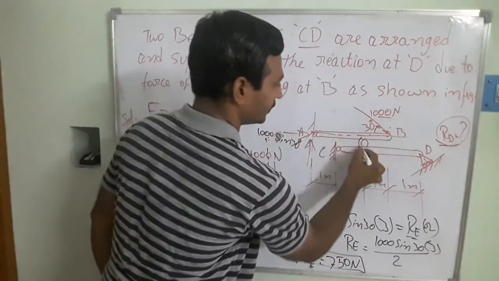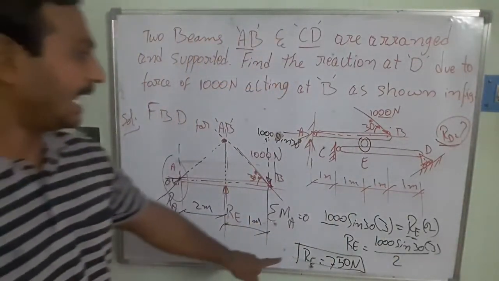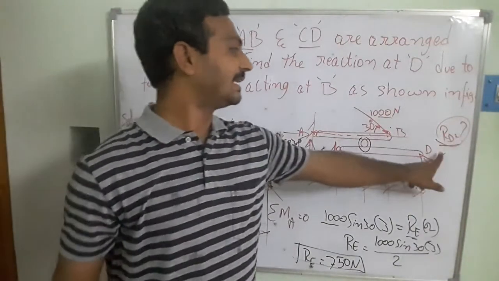So this is the force that is going to be acting. RE is equal to 750. Once we calculate the RE, then I can calculate the RD.